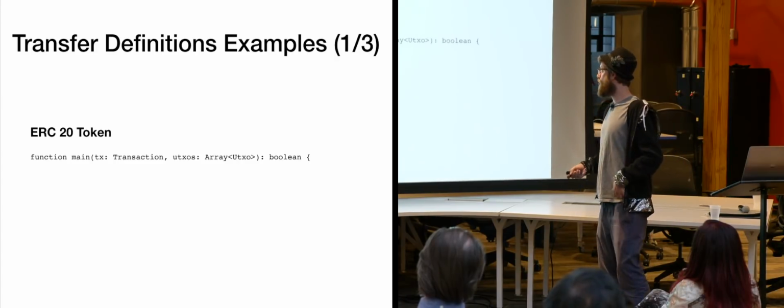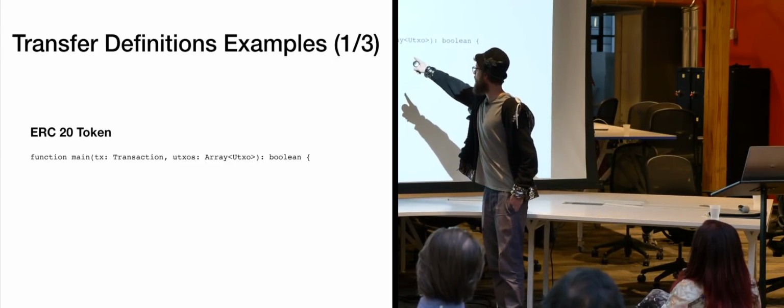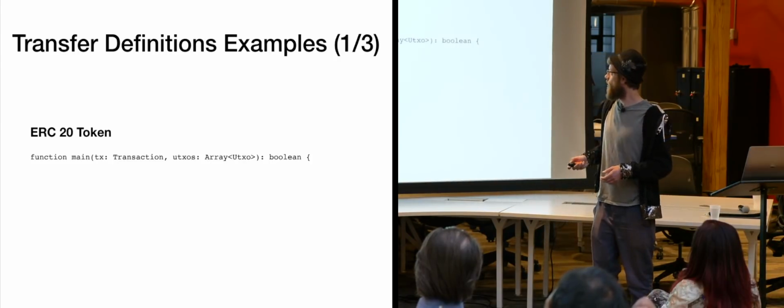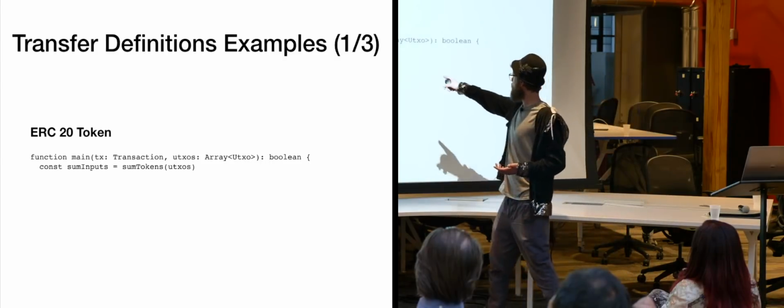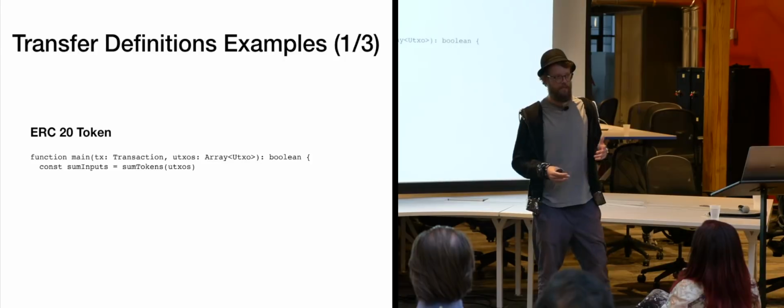So let me show you a few examples. To be precise, we're plugging in the transaction and the UTXOs that it's currently spending, because you need to know that to validate the thing. How do we do this? We just write a simple function: we get this JSON representation of the UTXOs here that just parses this document, finds the right data, and then sums it up.